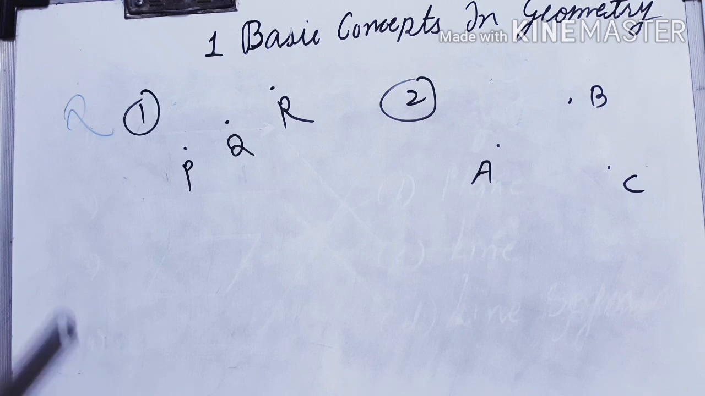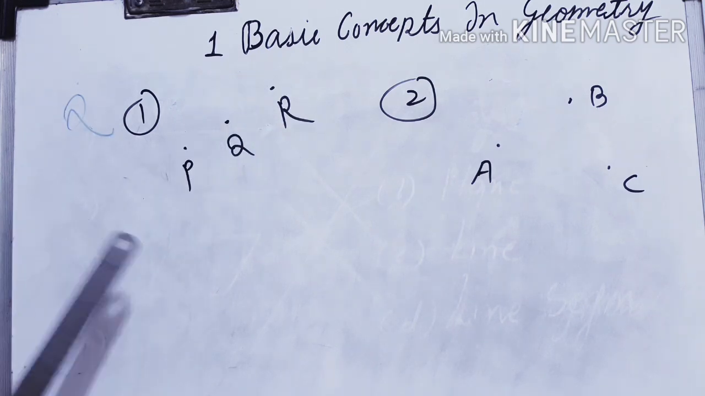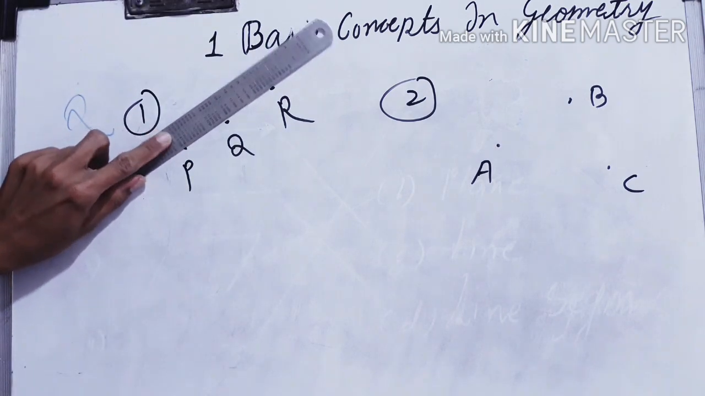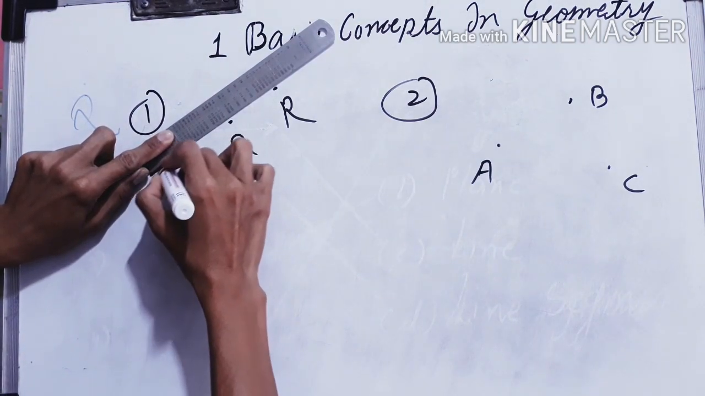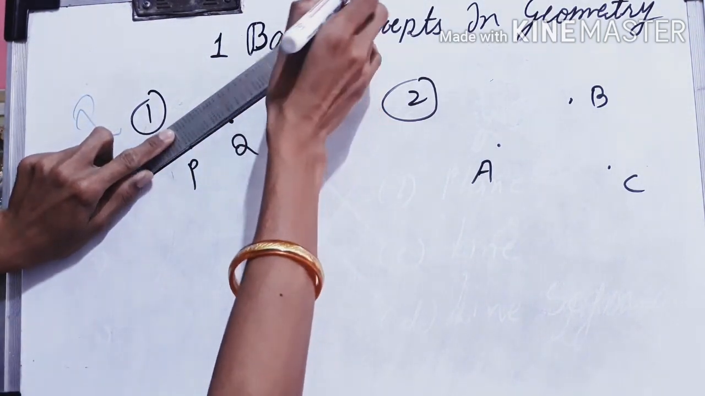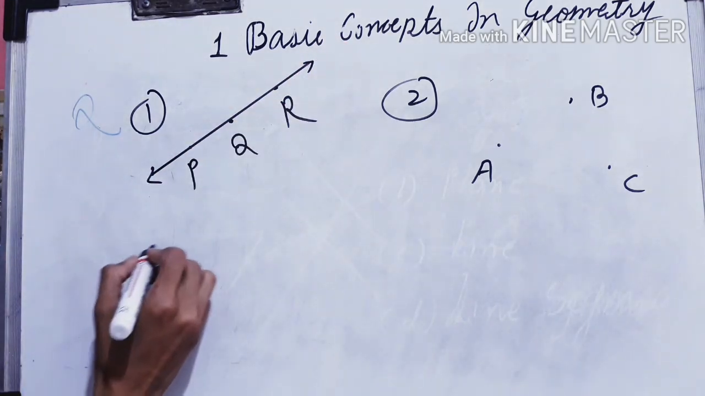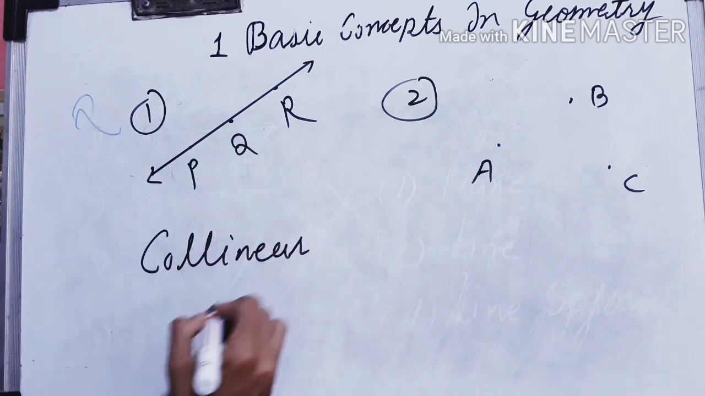Now just tell me, in this first figure, are these 3 points in the same line? Yes. If I join them, then they are in the same line. They are lying on a straight line. That means they are collinear points. Am I correct? They are collinear points.